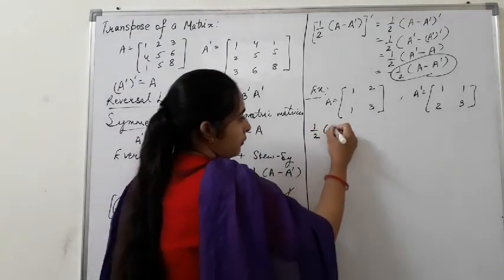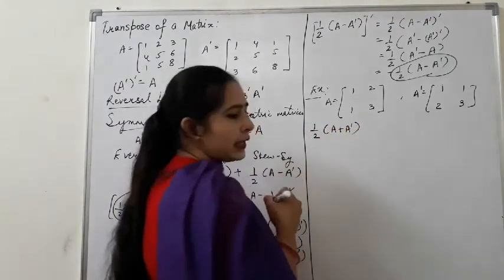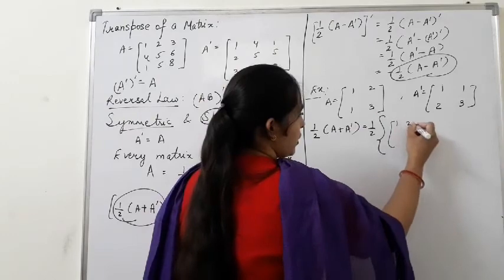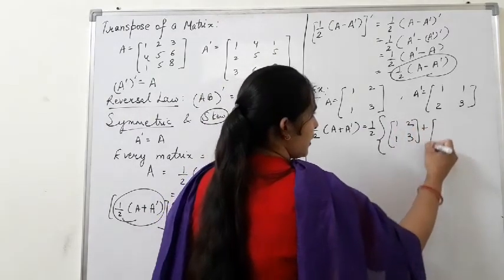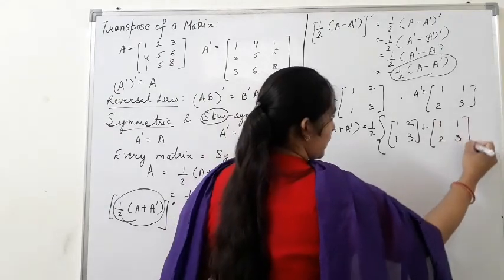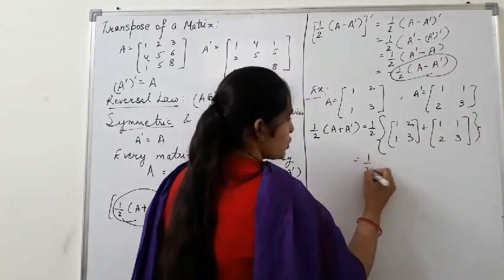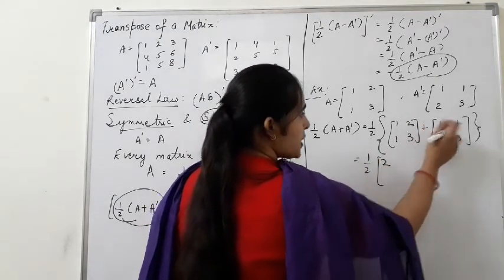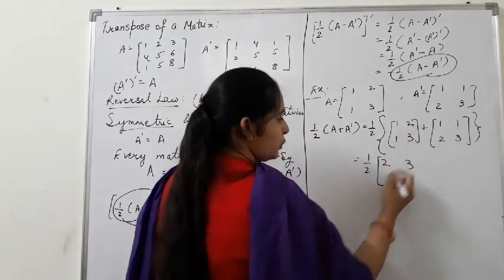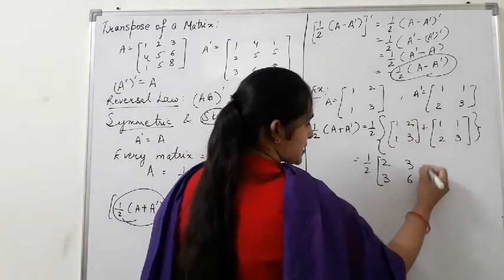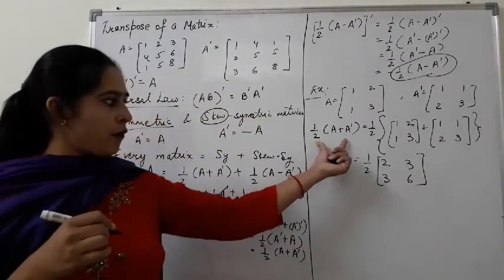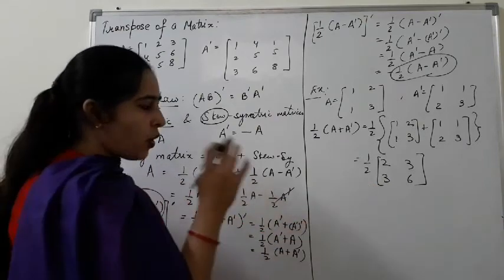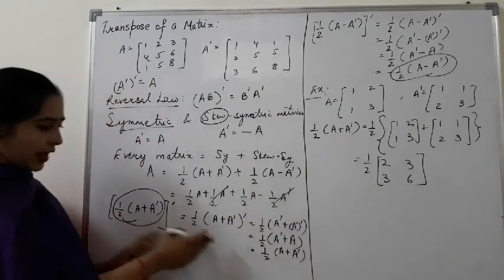Now the symmetric part can be calculated like this. Half of matrix A plus A dash. Matrix A is this, A dash is this. Add these two matrices, you shall get 1 plus 1, 2, 2 plus 1, 3, 1 plus 2, 3, 3 plus 3, 6. This is the answer of half of A plus A dash, and this matrix is symmetric. You can check it. This will also always be symmetric, as we have proved here.